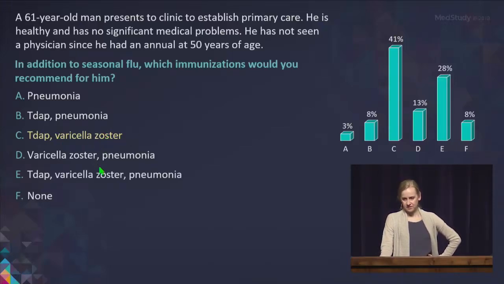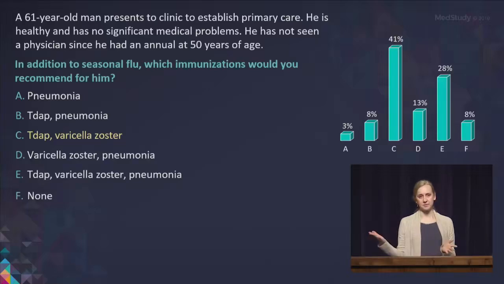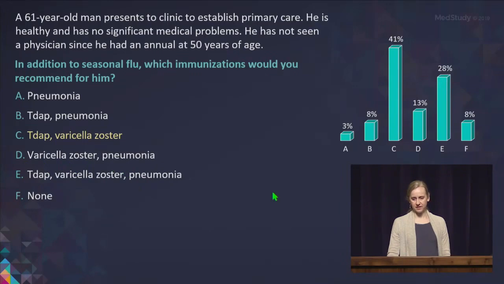Let's see, it looks like the next top one was E, which is Tdap, varicella zoster, and pneumonia. So that would definitely be true if it said anything about smoking or alcohol or chronic obstructive pulmonary disease, renal disease, cardiac disease. I mean, it's very easy for a 61-year-old to qualify for the pneumonia shot, but we just don't have that in this stem. The other way he could qualify for it is to be 4 years older and be 65. So this would be the right answer if he was 65 years old. Just remembering the Tdap. I think that this covers all of it.